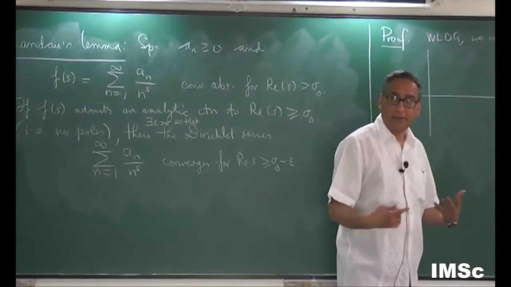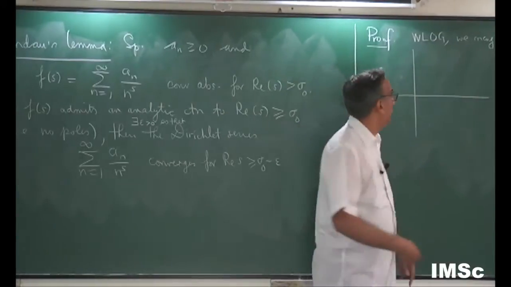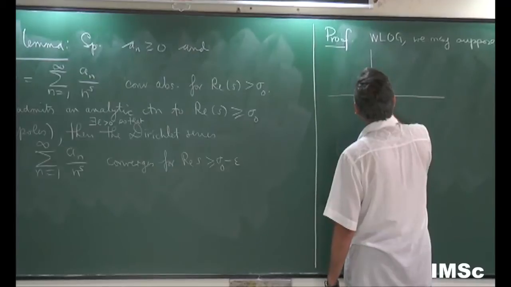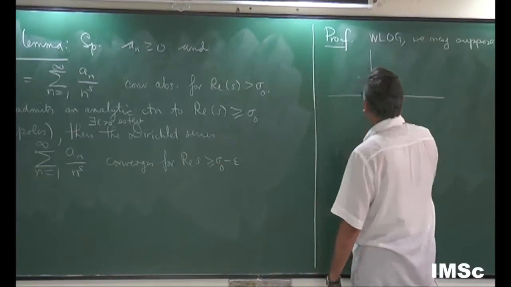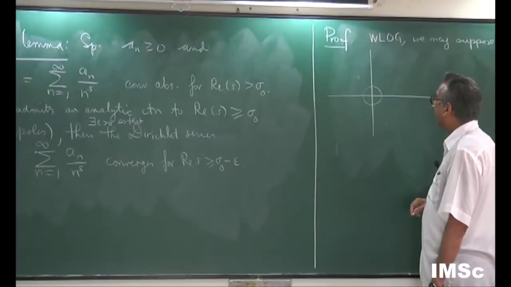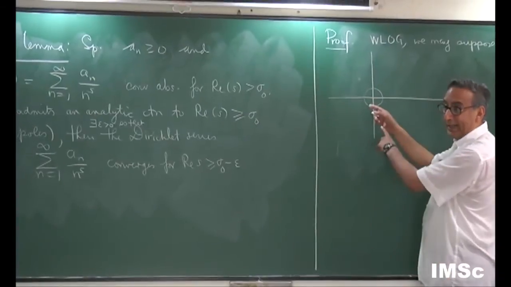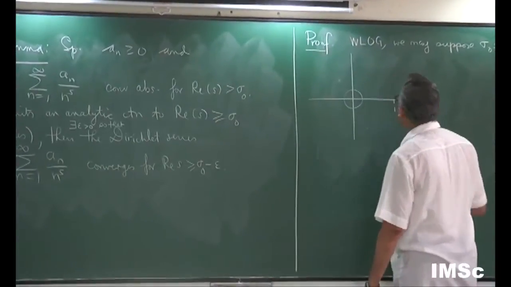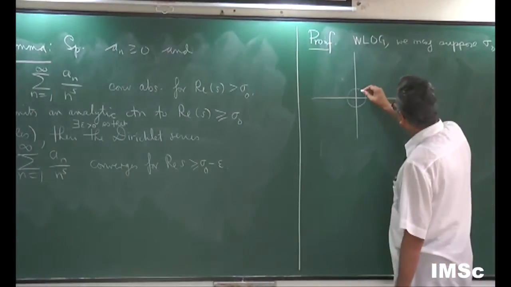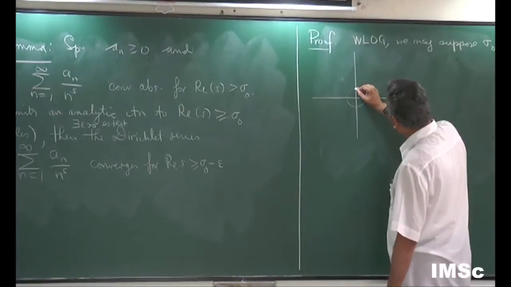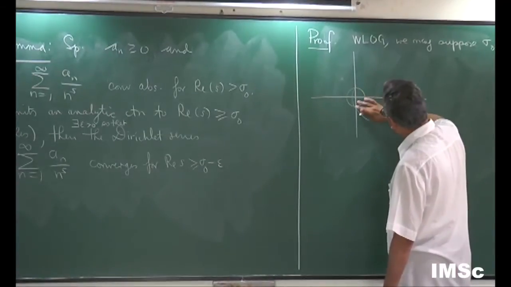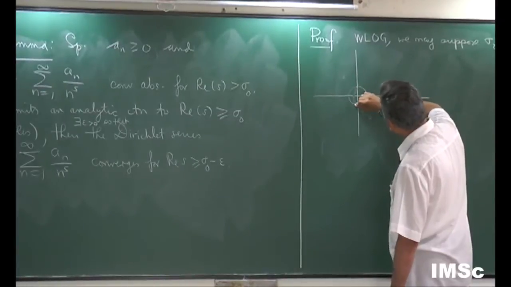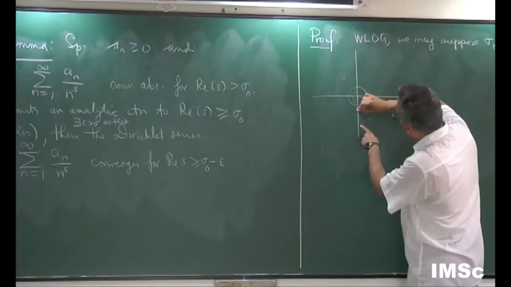If the function admits an analytic continuation to 0, then there's some small neighborhood of 0 for which it's analytic in that region. So here's s equals 1. And so that means I can draw some circle. Oops, I'm bad at drawing. So here's the circle in which the thing is analytic, okay?